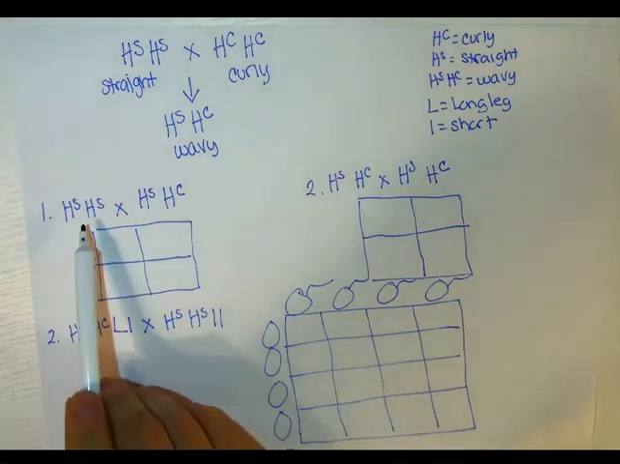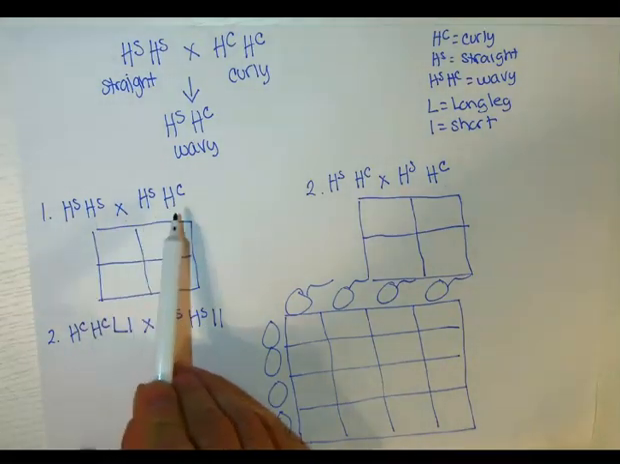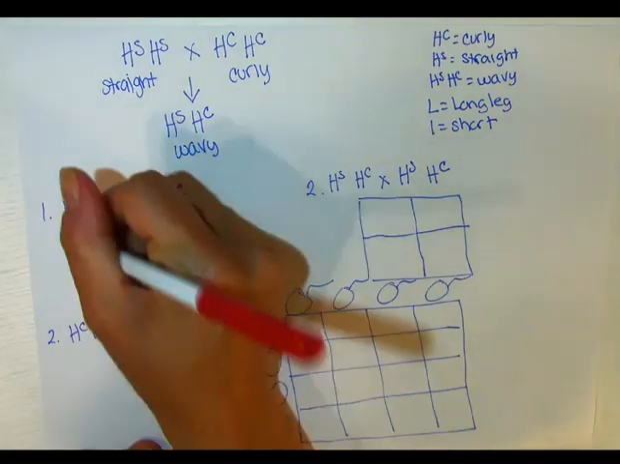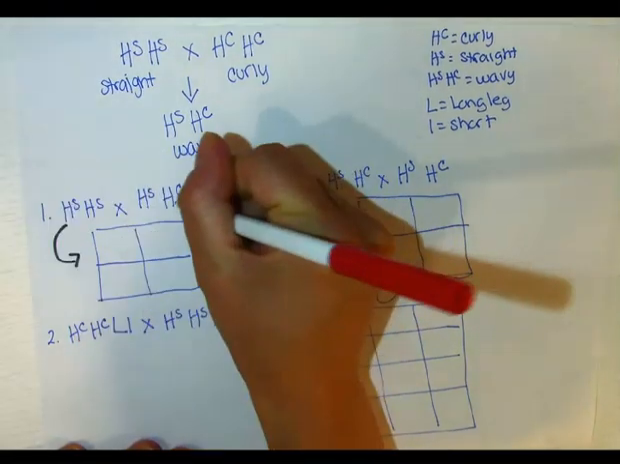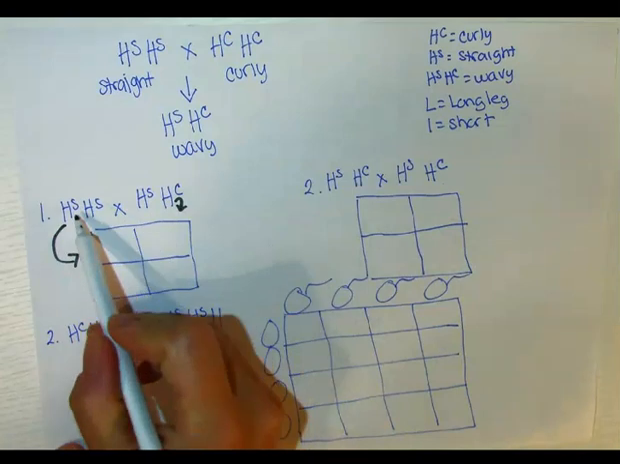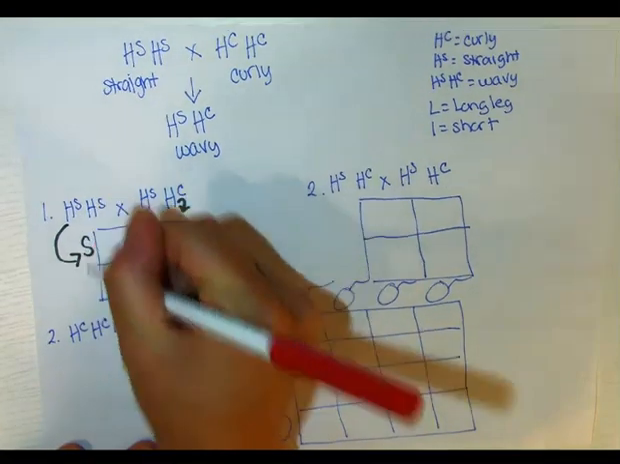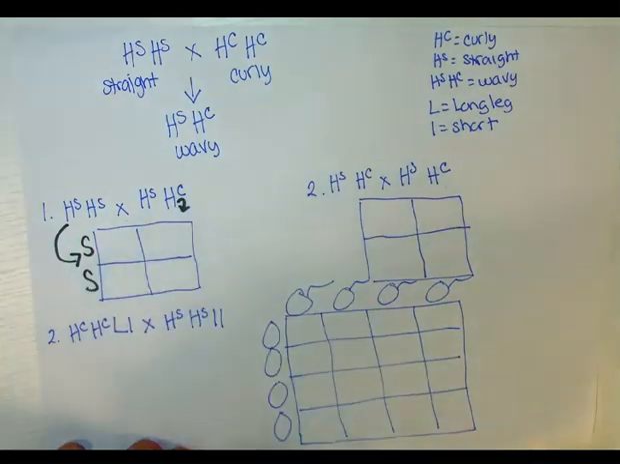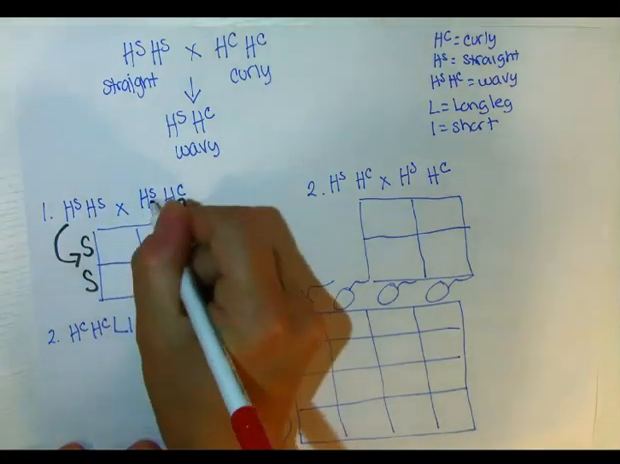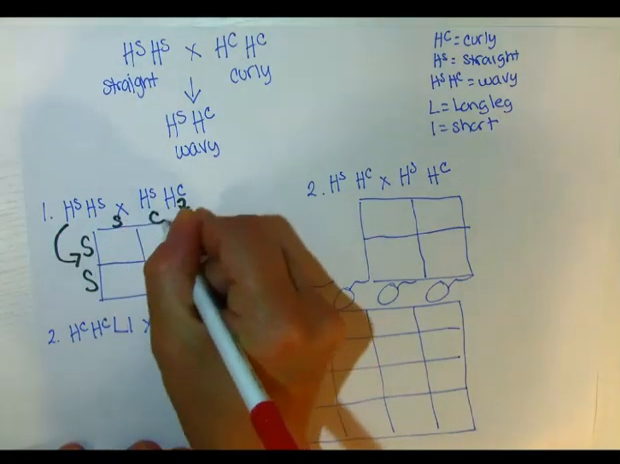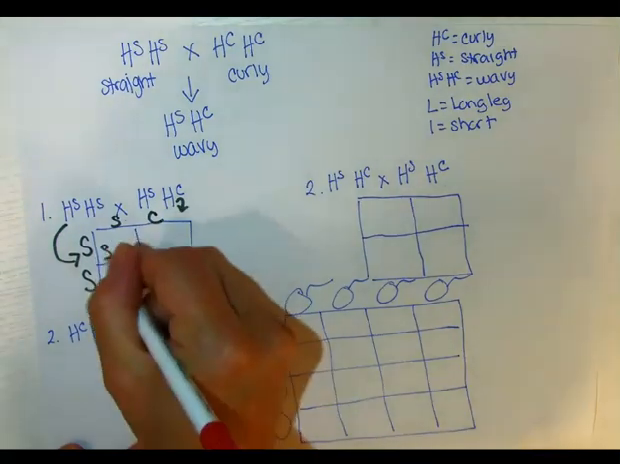So the first thing it says is to cross a straight-haired hobbit with a curly-haired hobbit. So I'm going to put this one on this side and this one on this side. So this guy, again, you could write HS if you want, or you could just put the S here. And when you go back to write the answer, you can put the H there. And then this guy is up here, so he has an S and a C to give. So we just fill out.